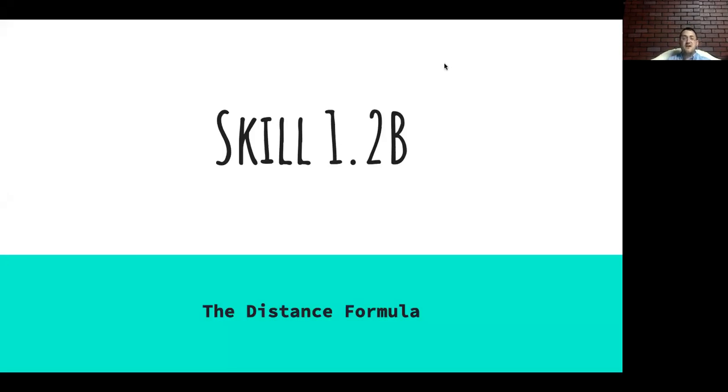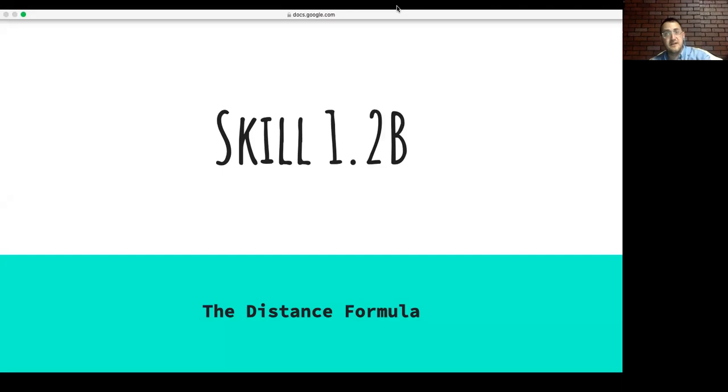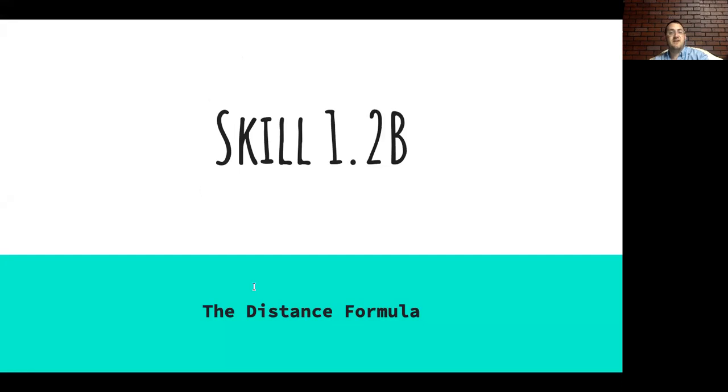Hello, ladies and gentlemen. We are going to be doing skill 1.2b, which is over the distance formula. So we are building the distance formula from the Pythagorean theorem to answer a simple question. In essence, the distance formula answers the question, what is the shortest distance between point A and point B? And the answer, my friend, is a straight line.